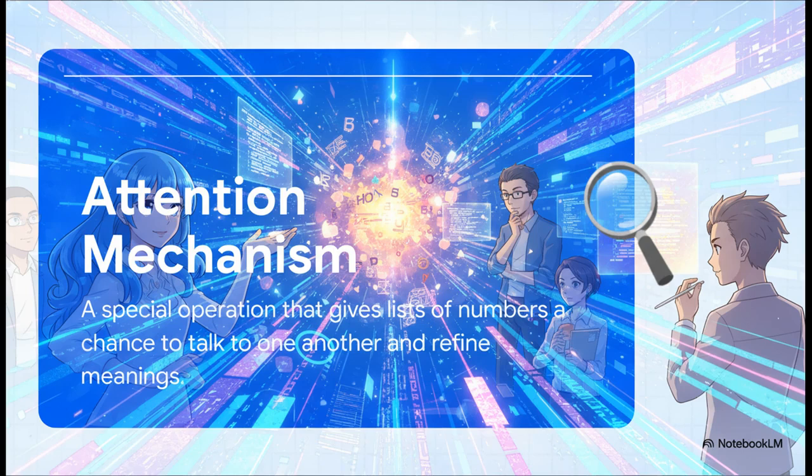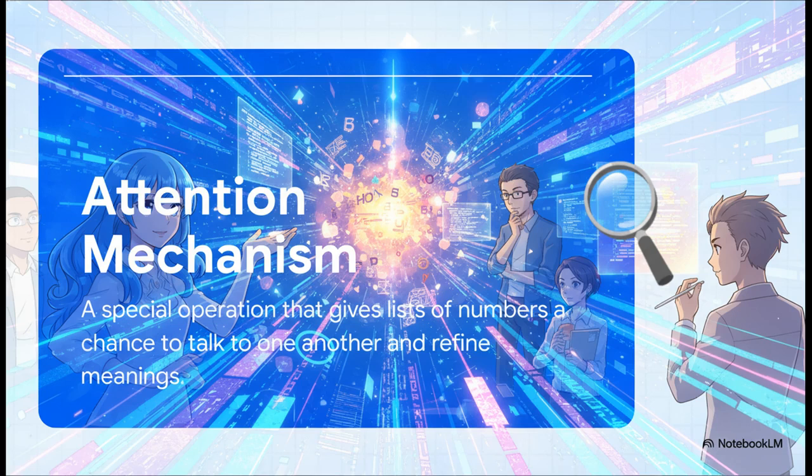Just like the slide says, it allows all the words in a sentence to talk to one another. Basically, for every single word, the attention mechanism is weighing how important every other word is for understanding its true meaning. So if the model sees the word bank, attention lets it look at the surrounding words, like river or money, to figure out the right context. Are we talking about a river bank, or are we talking about a financial bank?